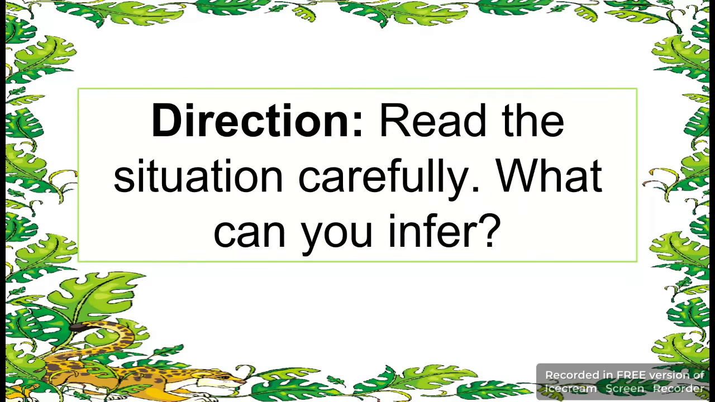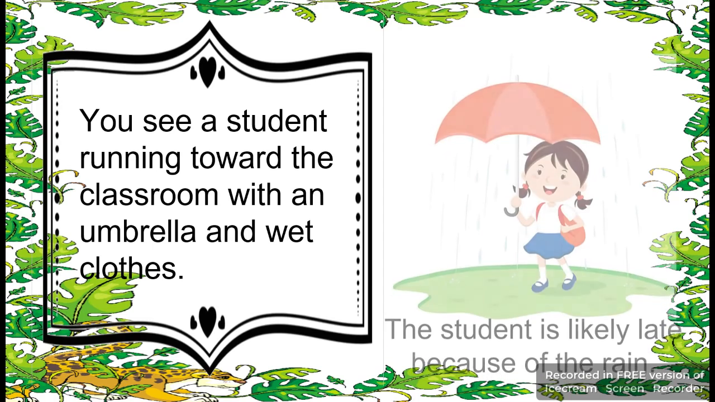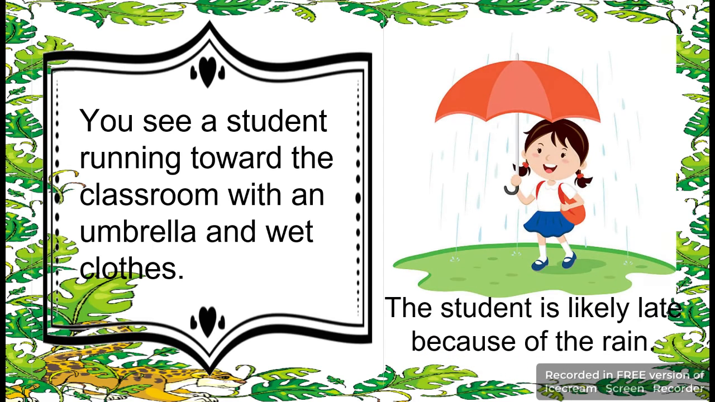For your activity, direction: read the situation carefully. What can you infer? Number one, you see a student running toward the classroom with an umbrella and wet clothes. You infer that the student is likely late because of the rain.